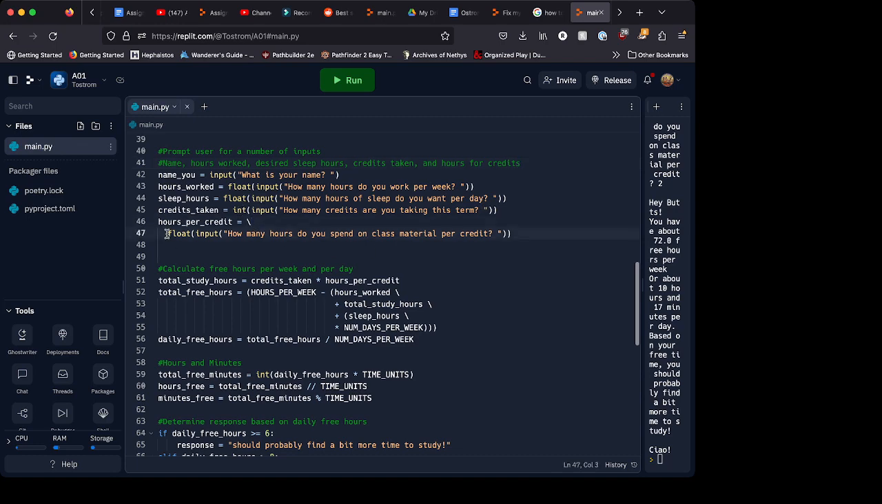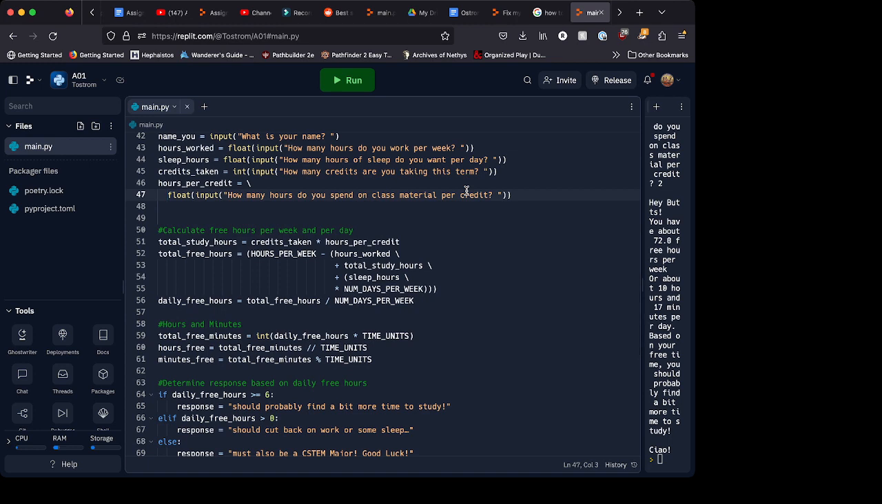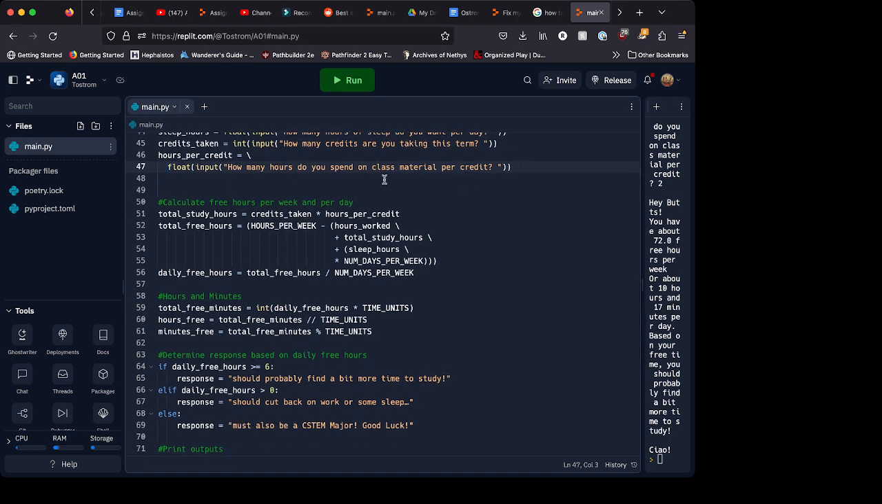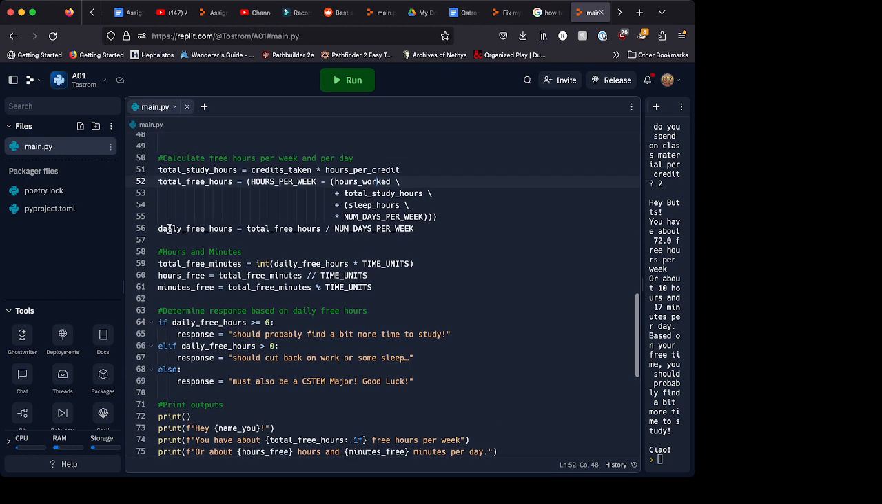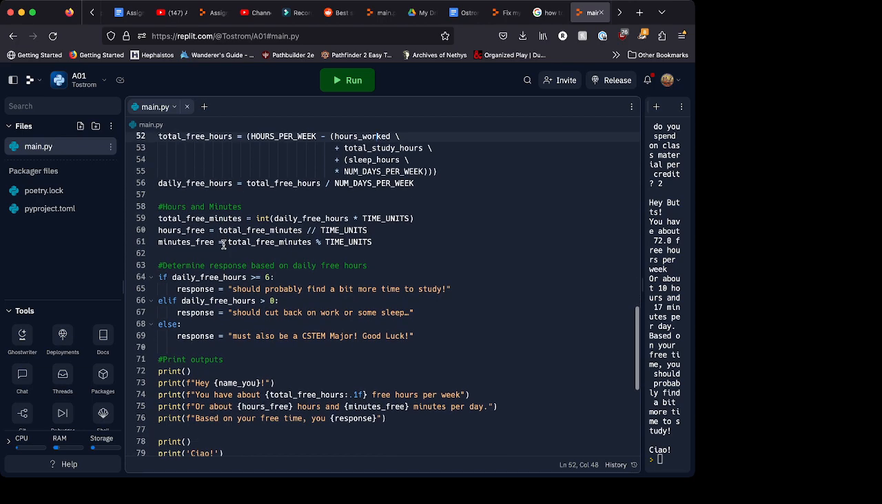So I have a quick break in the code to do the float input for how many hours you at least try to spend on class material per credit. And then I have a quick calculation section where I do total study hours: credits taken times hours per credit. Total free hours is hours per week, minus hours worked, minus total study hours, minus sleep hours times number of days per week. And from there, the daily free hours, so total free hours over the number of days per week.